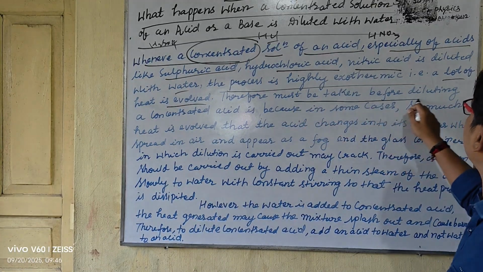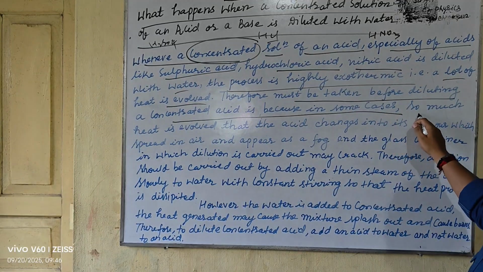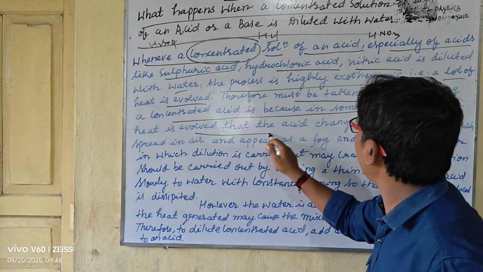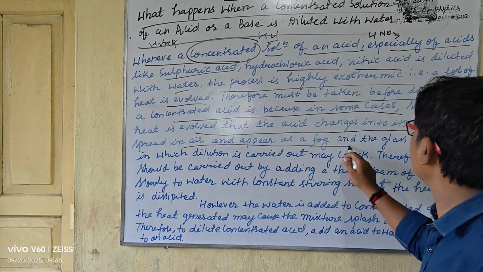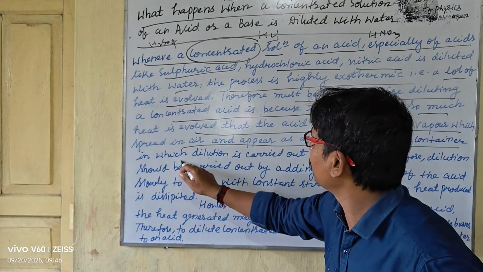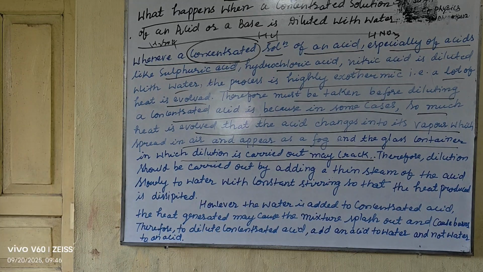Therefore, care must be taken before diluting a concentrated acid, because in some cases so much heat is evolved that the acid changes into vapor, which spreads in air and appears as a fog, and the glass container in which dilution is carried out may crack. So you are not going to put water in the acid.